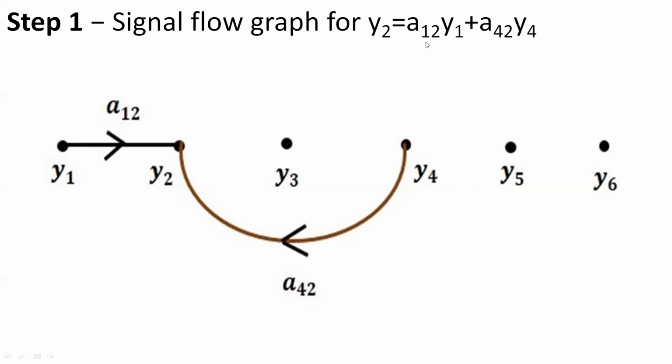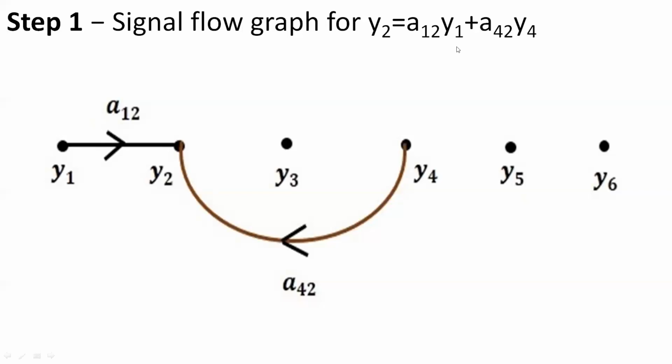Step 1: Y2 is equal to A12 Y1 plus A42 Y4. You will see here we are putting the nodes, basically Y1, Y2, Y3, Y4, Y5, Y6. So we are putting all the nodes. Then for this equation, Y2 is the output, the input is Y1 and the gain is A12. So A12 and Y1, this is how we draw from this to this.